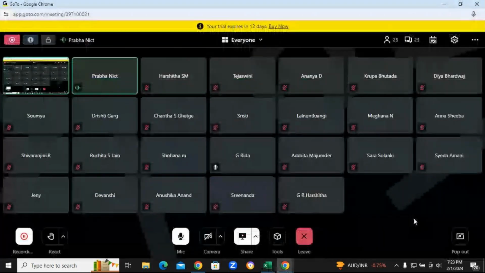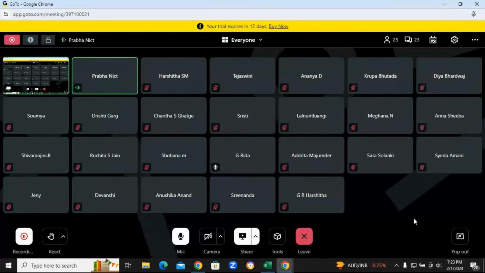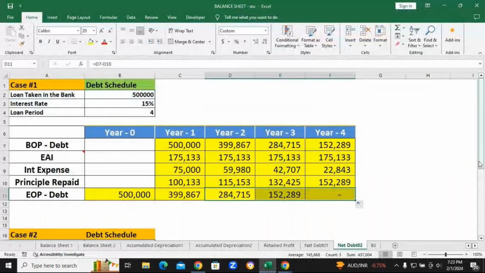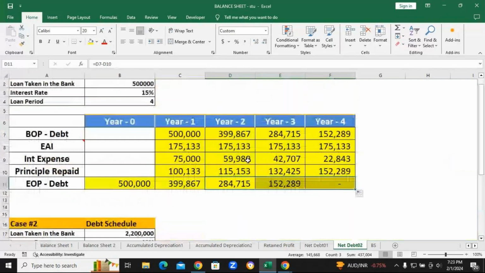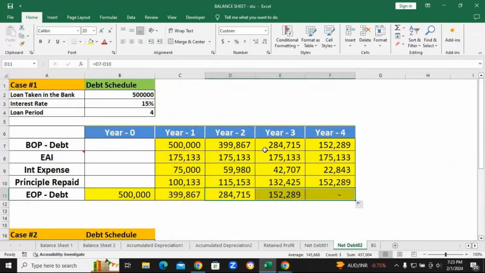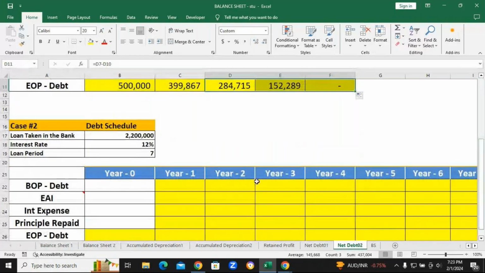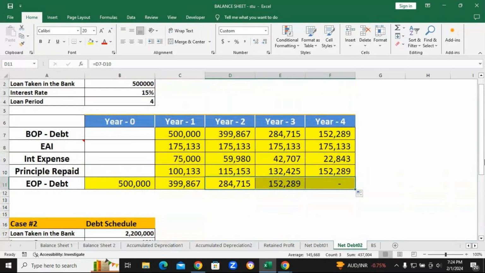Type in 1 if you people have understood. Very good. I wanted you people to solve this and try with the second debt schedule. First you solve this one, then you try to solve the next one. I'll show you the values. First I wanted you people to try to apply this calculation. First try with case 1 and then go with case 2.